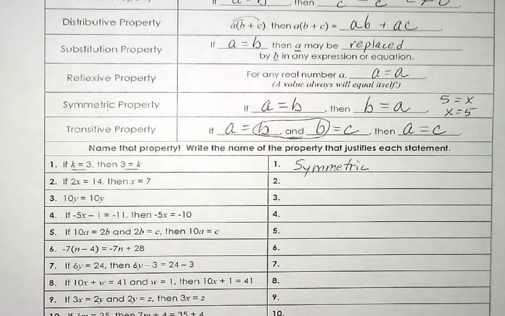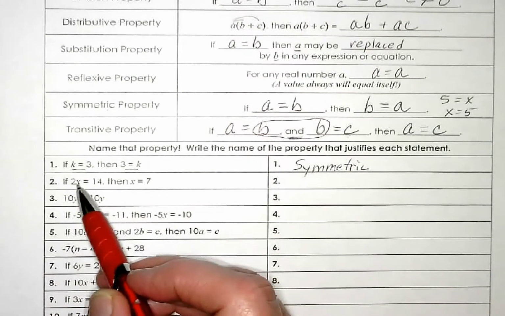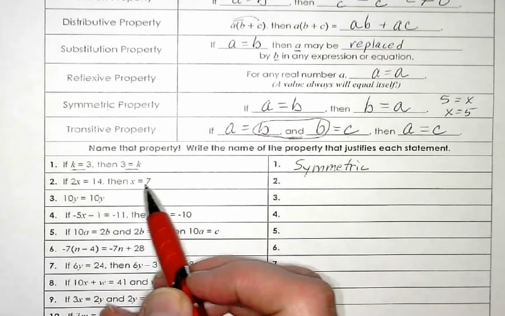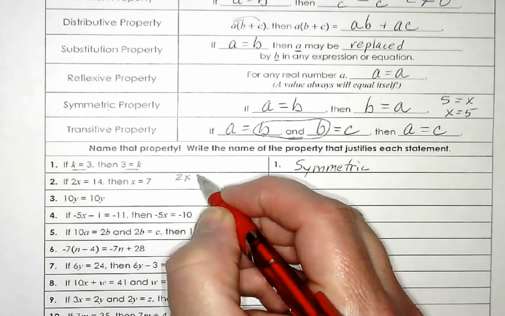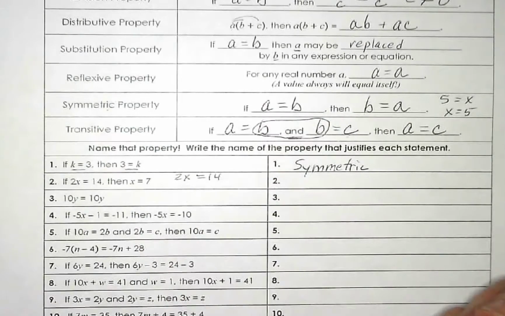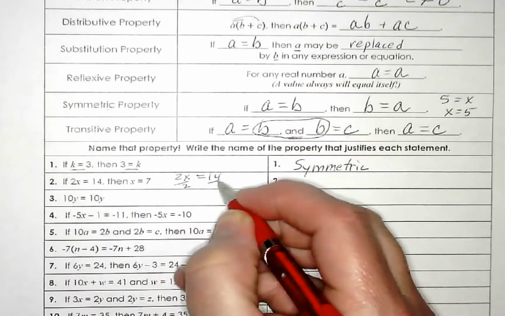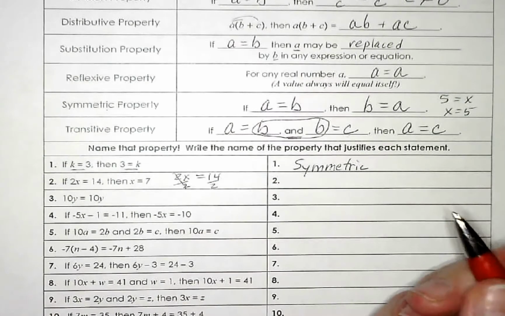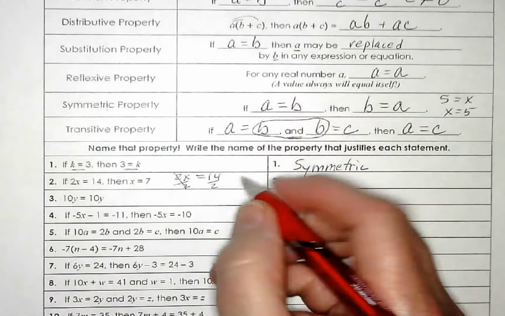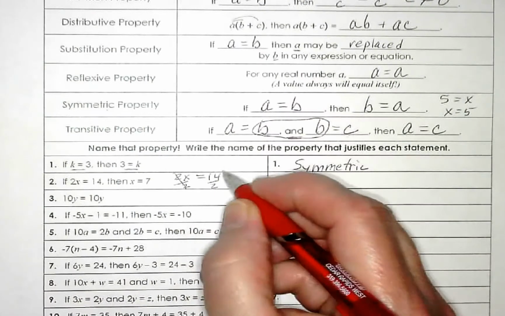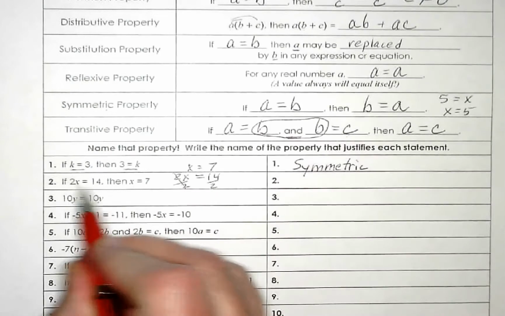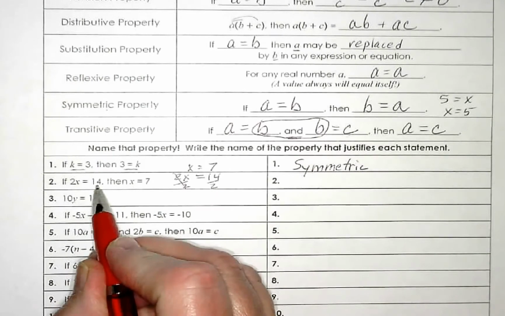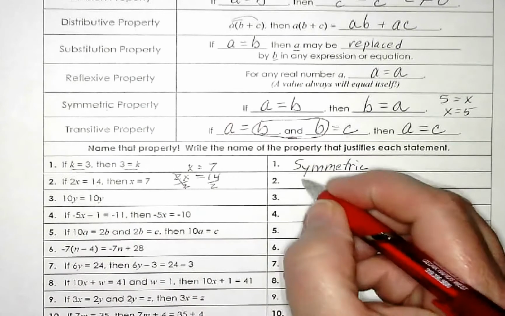Number 2, here's an algebra equation. 2x equals 14, then x equals 7. Well, if you were going to solve this equation in algebra, what would you do? You would divide by 2 to get that x by itself. So when you do that, the result is x equals 7. So when I do this and divide by 2, this is the result. That is just division.